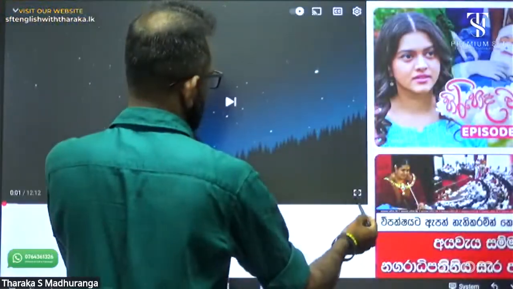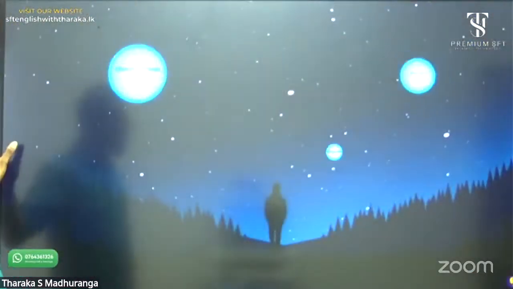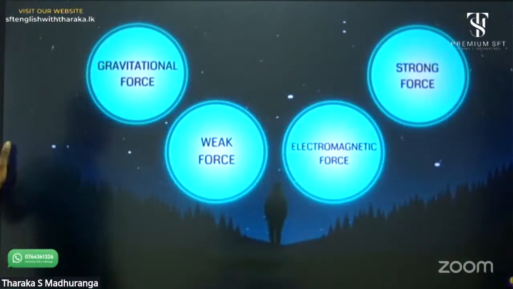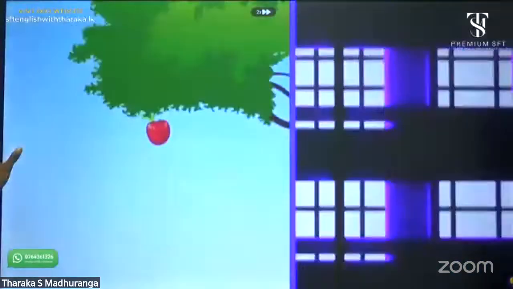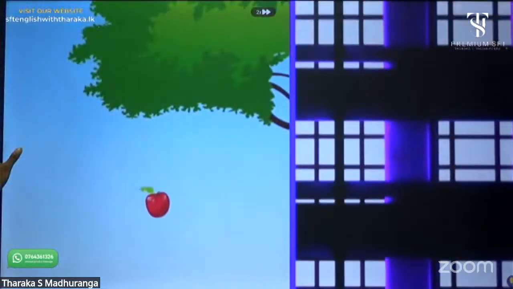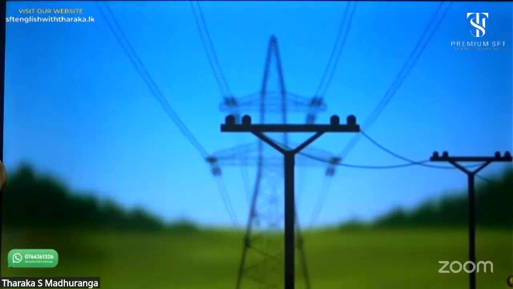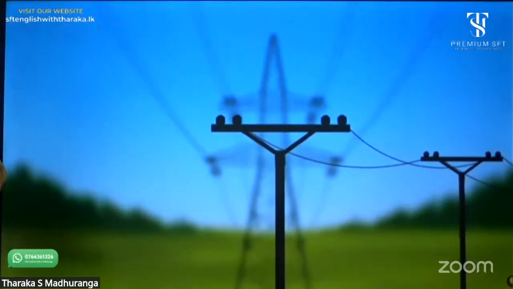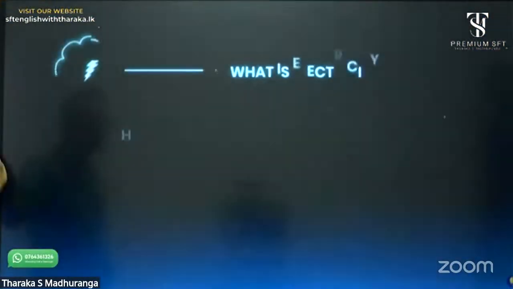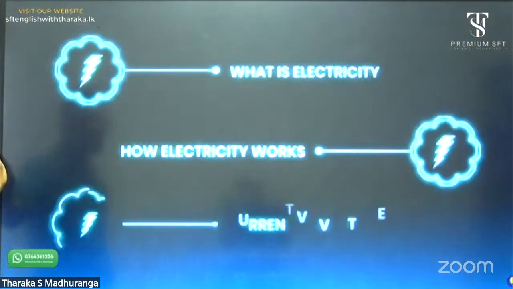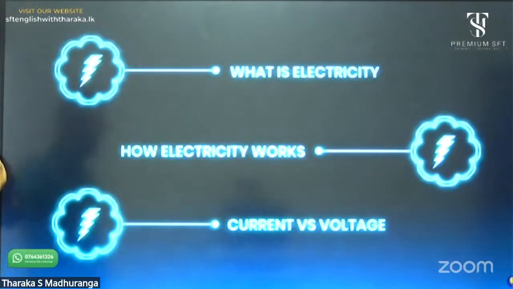Over the years, humans have come to understand the four fundamental forces of our universe. Like the gravitational force, the electric force plays an important role in our everyday life. With the help of the electric force, we are able to generate and use electricity, which is essential for us in our modern age. But what is electricity? How does it work? What is the difference between current and voltage?